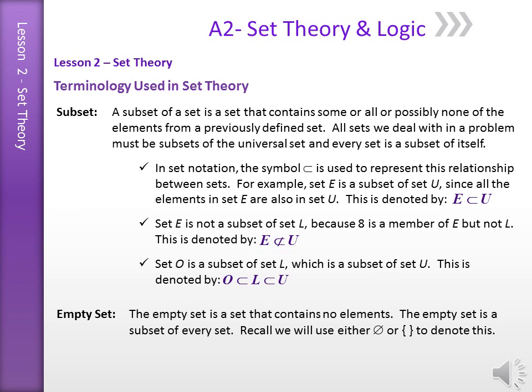Empty set. The empty set is a set that contains no elements. The empty set is a subset of every set. We recall, we have seen this before, we will use either the empty set symbol, which is a 0 with a slash through it, or 2 curly brackets to denote this.